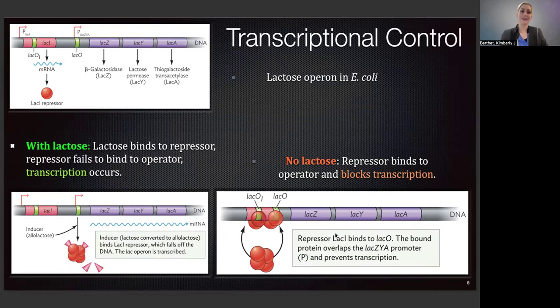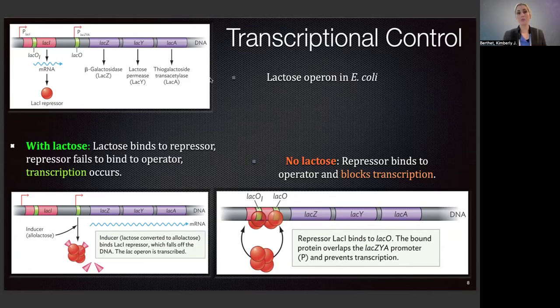Let's go ahead and take a look at a common example. This is the lac operon in E. coli. This is one of the most well understood systems in how we can upregulate and downregulate genes. So here we're looking at transcriptional control. Transcription is going from DNA to RNA. So these are the genes themselves that are in the lac operon. We have gene lacZ, Y, and A. LacZ, Y, and A are going to be necessary for the breakdown of lactose.